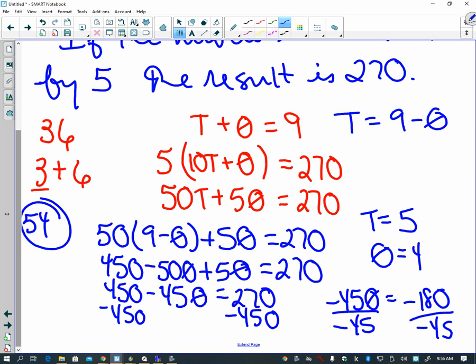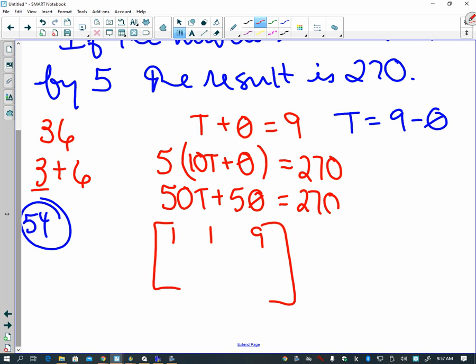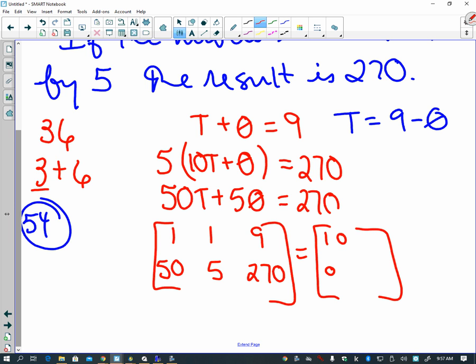All right, so I'm going to erase the blue and show you how to set this up in a matrix. Okay. Now you have to be very specific about how you show your work. Okay, so if I was going to do this in a matrix, my matrix would be a 2 by 3. I would go 1, 1, 9 for this first equation up here. My second equation, which has to be in order, TO solution, it would be 50, 5, 270.